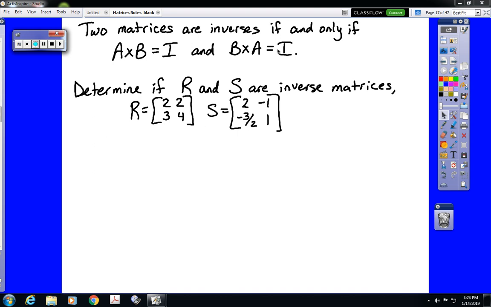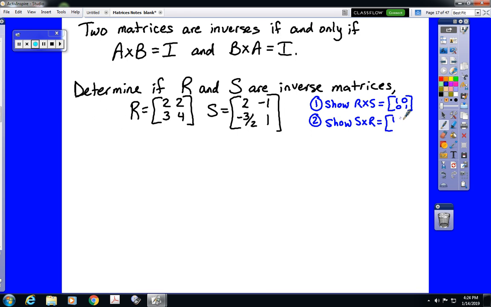So in this particular problem, we have to show two things in order to show that R and S are inverses. First, we have to show that R times S is the 2 by 2 identity matrix, which would be 1, 0, 0, 1. Then we have to show that S times R is the 2 by 2 identity matrix. Now, if at any point in time any entry in that problem does not match the identity matrix, the problem would be over and the answer would be no. Most common question I get is, what if we have a negative 1? Negative 1 is not equal to 1.